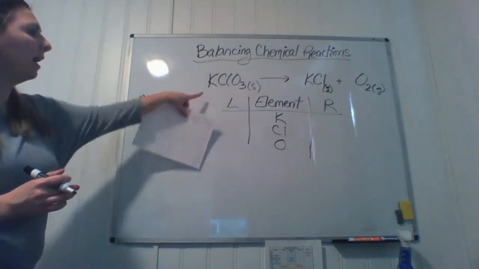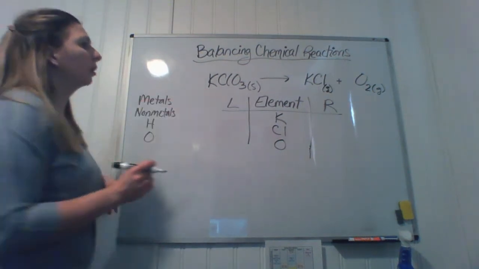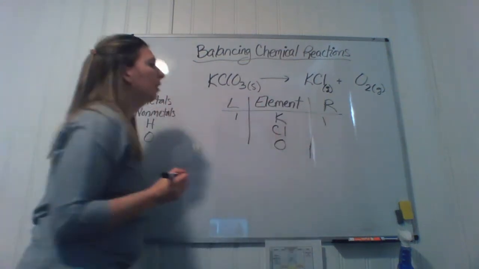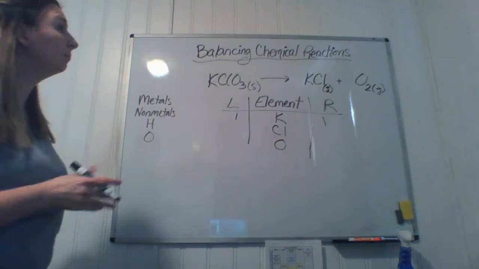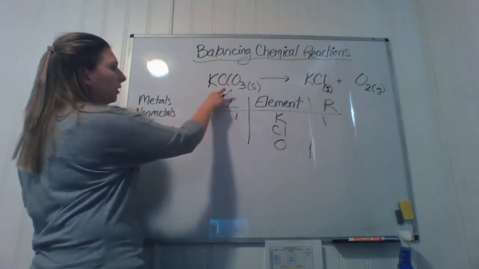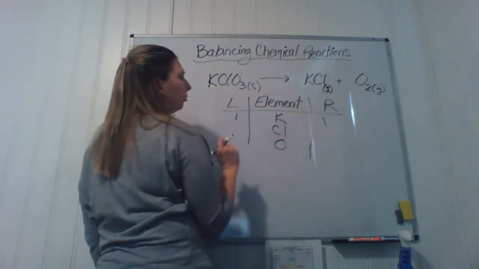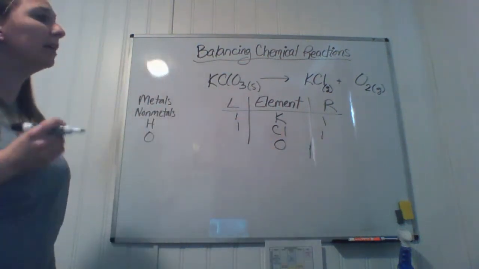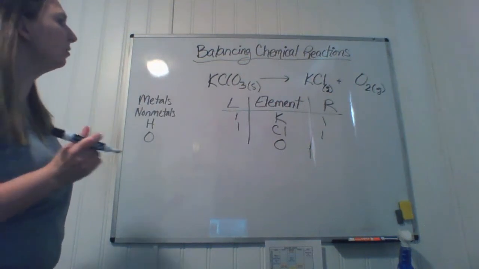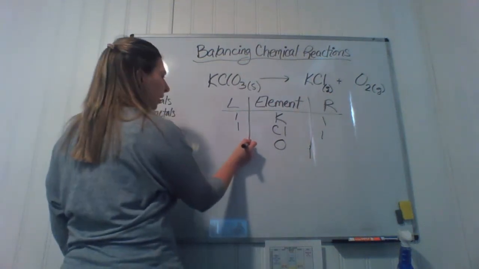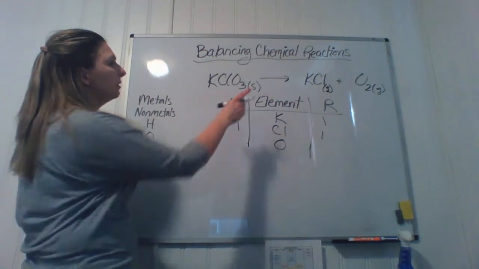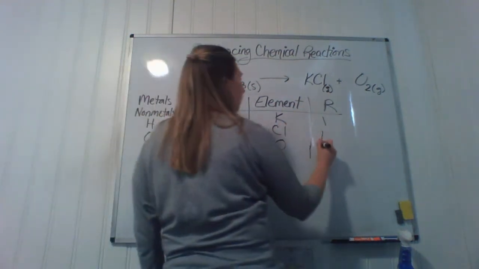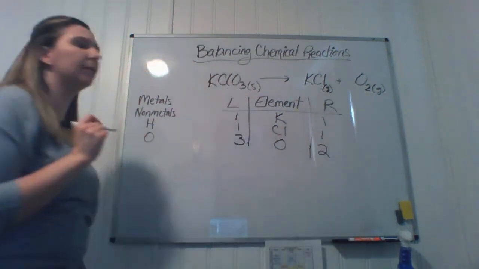Looking on the left side, we have 1 potassium. Looking on the right side, we also have 1 potassium. So potassiums are balanced. Chlorine, 1 chlorine on the left, 1 chlorine on the right, balanced. Okay. Now when we get to the oxygen, this is where it's going to be a little bit less balanced. We see that there is 3 oxygens on the left and 2 oxygens on the right.